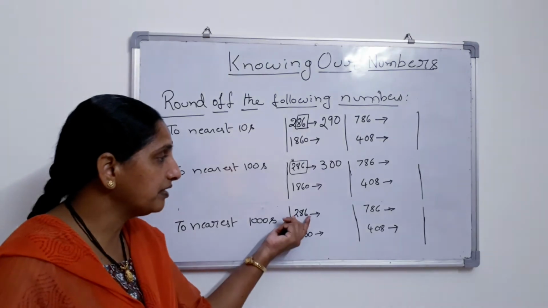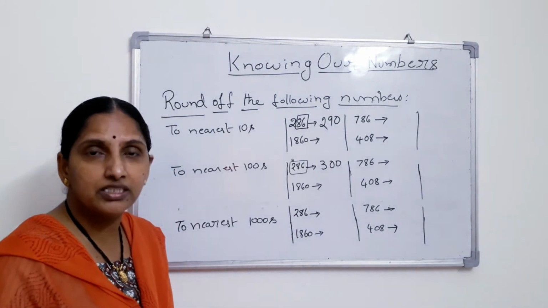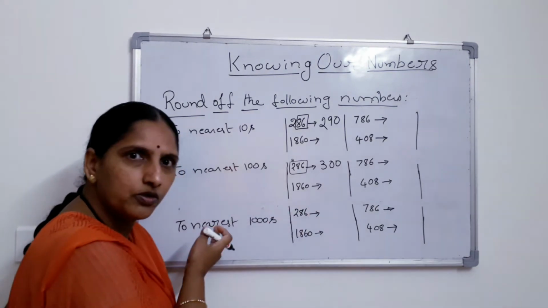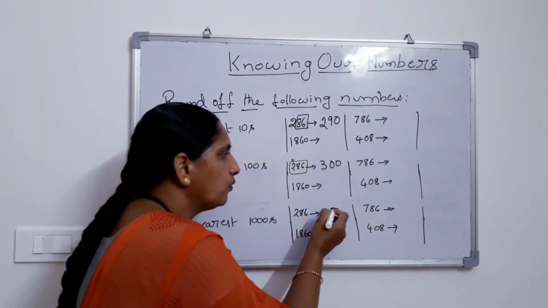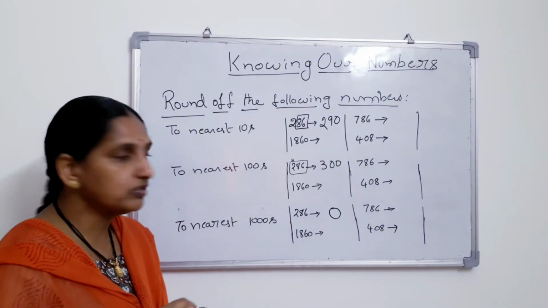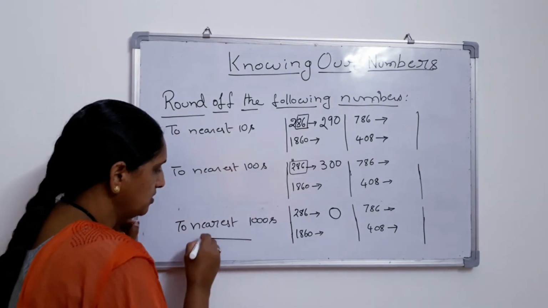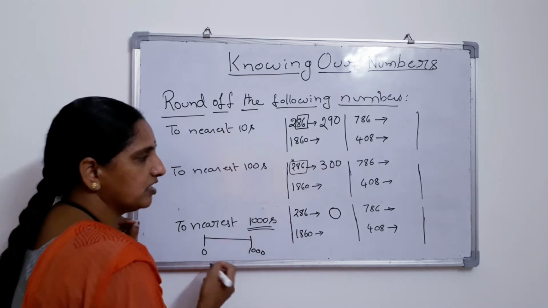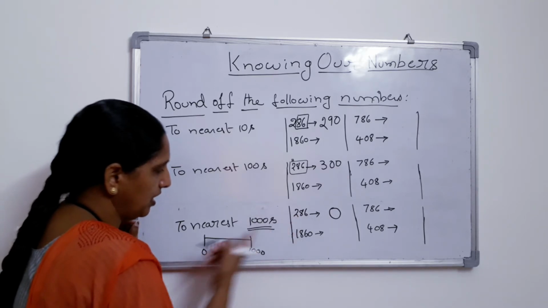Now you need to compare with 500. 286 is much less than 500. So therefore we are going to round it to 0. The nearest value is 0. It is something like this. See, 0, 1000. So when you say to the nearest thousands, this number lies between these two.